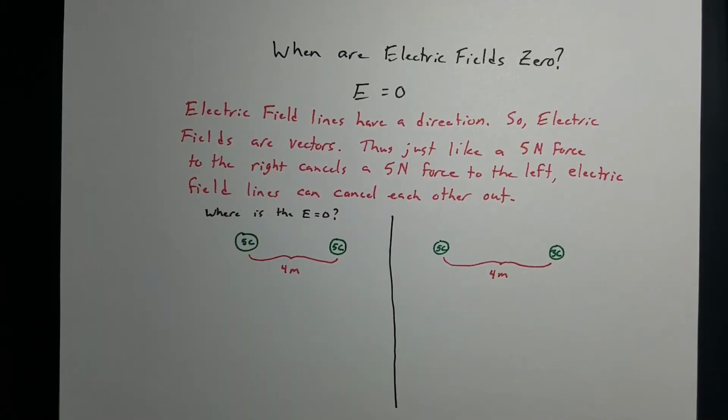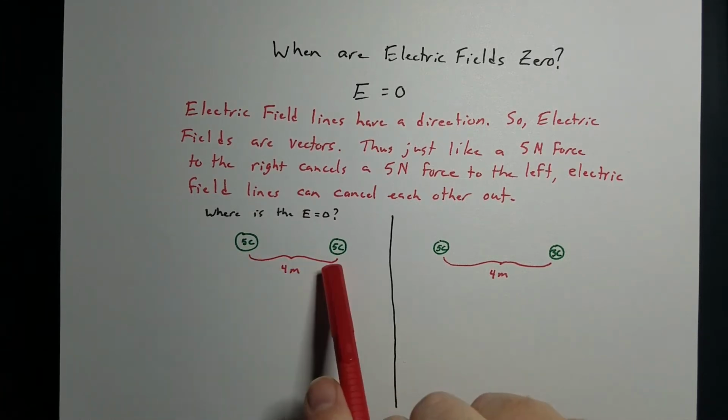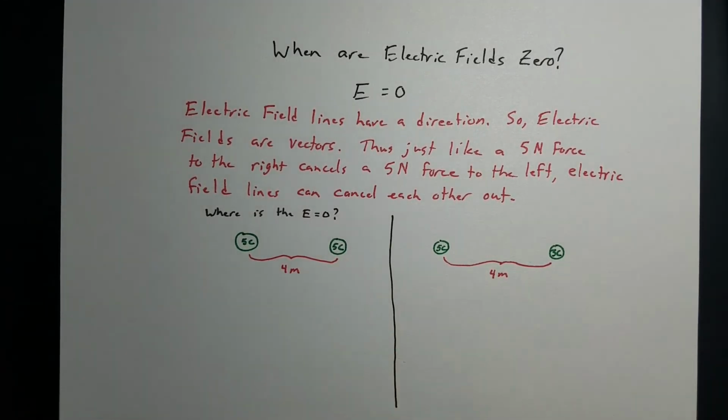Okay, so can we have charges and still have no electric field? Yeah, and it happens quite a bit. So we want to set up some things where the electric field is zero, and we can do it a couple different ways. We're going to start off drawing a diagram, and then we'll actually do the math. So let's say we've got two 5 coulomb charges 4 meters apart.